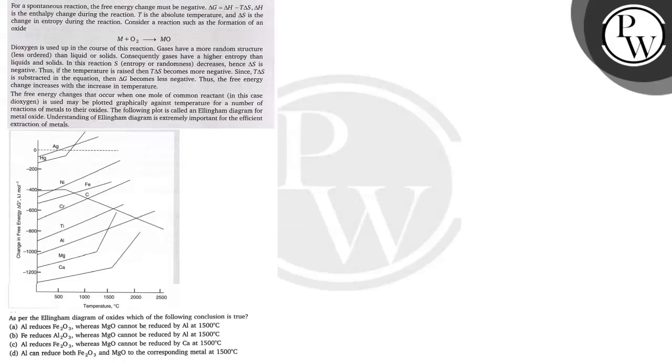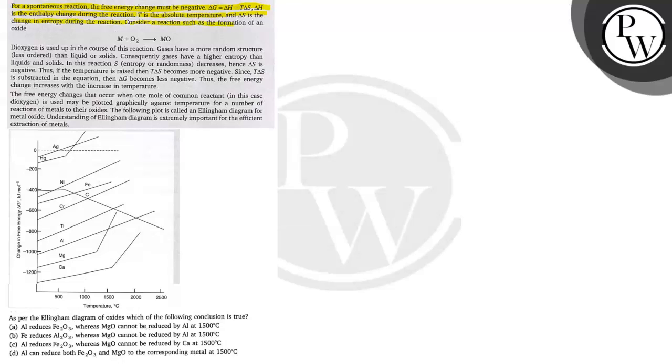Hello बच्चों, let us see this passage type question. For a spontaneous reaction, the free energy change must be negative. Delta G is equal to delta H minus T delta S. Delta H is the enthalpy change during the reaction. T is the absolute temperature and delta S is the change in the entropy during the reaction.